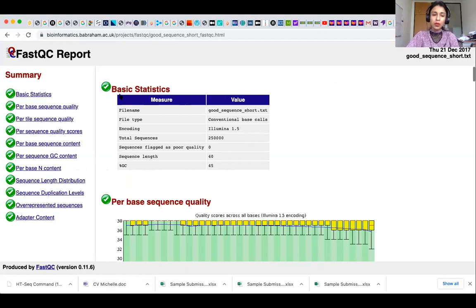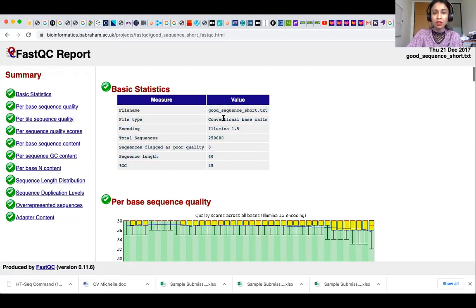So the first step, the moment you get your data, is to do a quality check, and we do it with a software called FastQC. There are other softwares, but this is the most widely used. If you have a good data set, that means your sequencing data was good quality, this is how it should look. This one gives you a summary. The first one is your basic statistics. It shows you what your file name is.